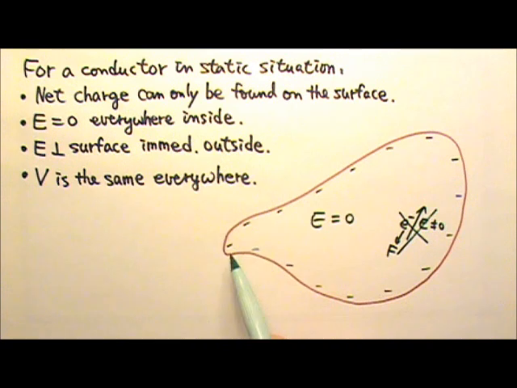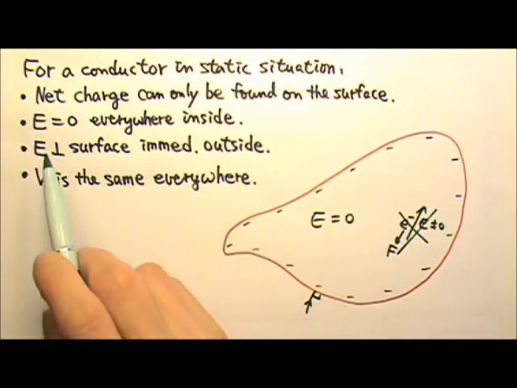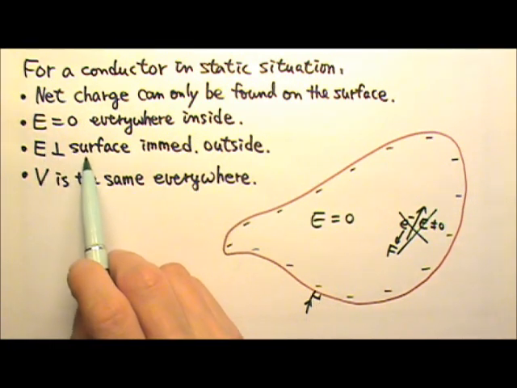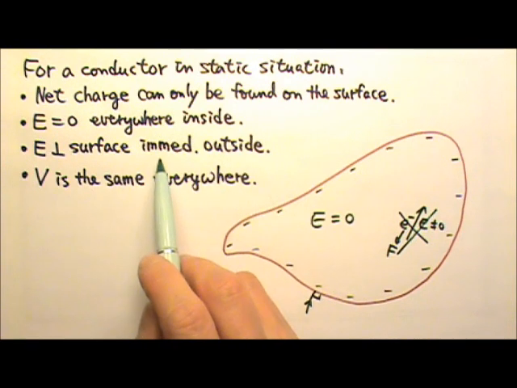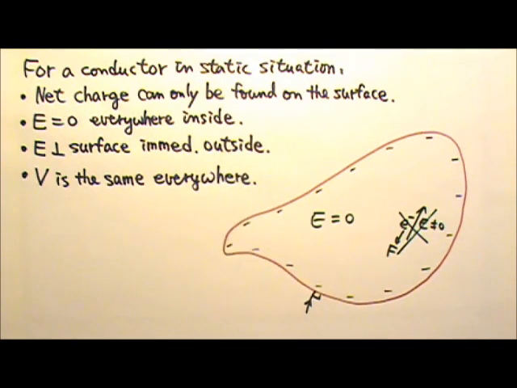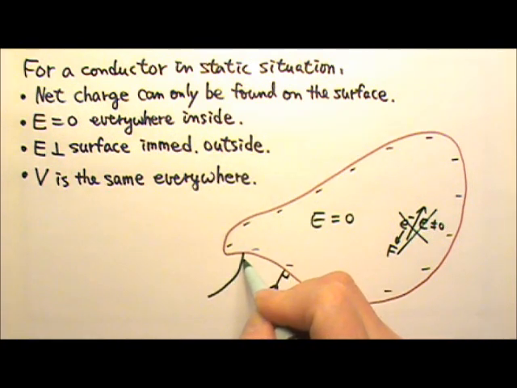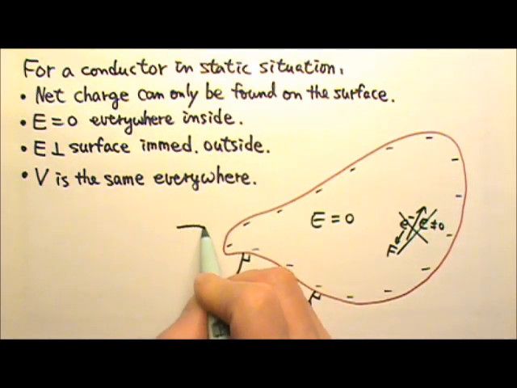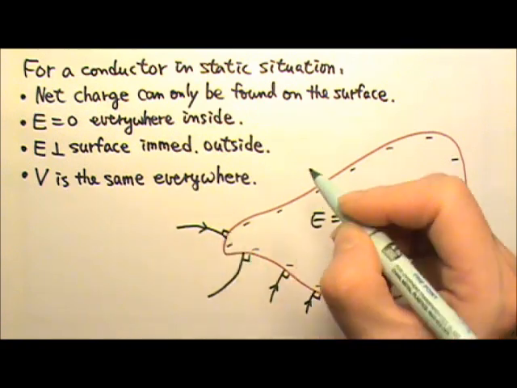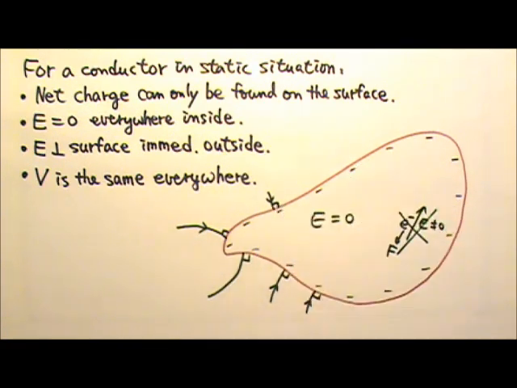But since there is a net negative charge, there has to be electric field lines going into these negative charges. Those field lines are all outside the conductor, and the electric field has to be perpendicular to the surface immediately outside the surface. The lines can bend, but immediately outside, the field lines have to be perpendicular to the surface.